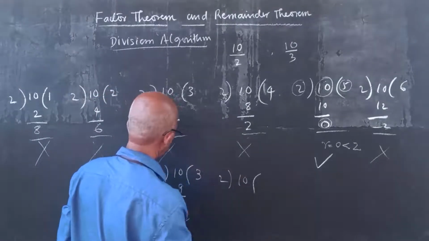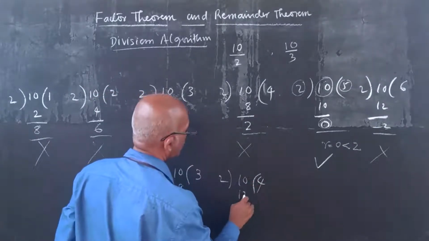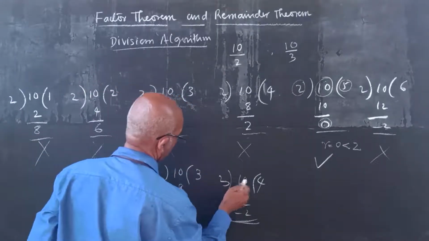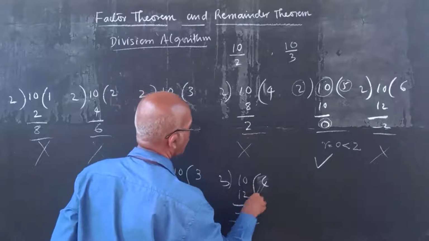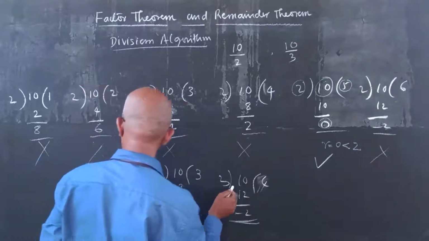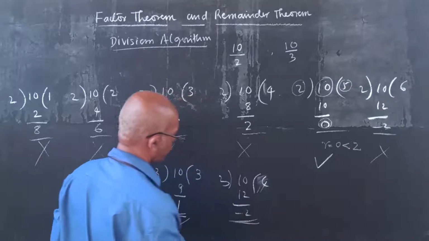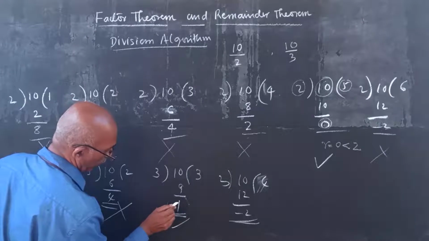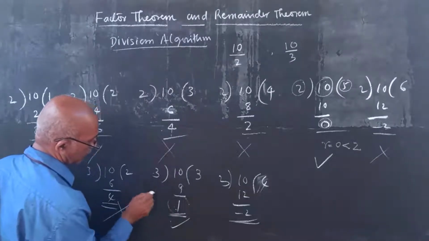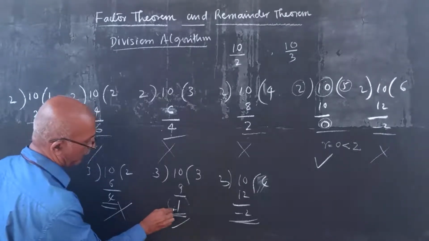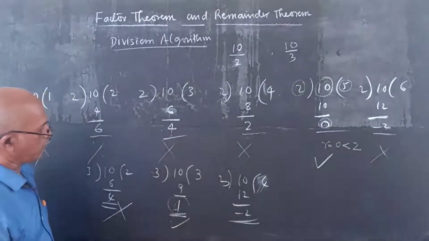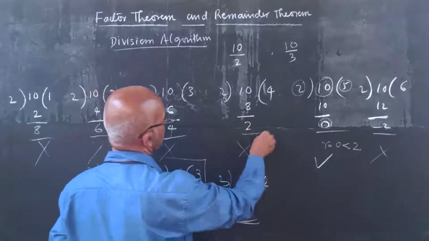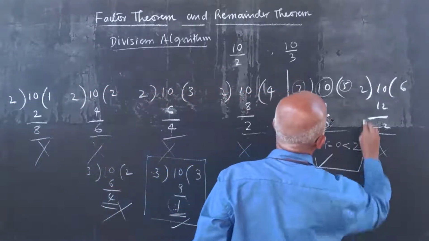Similarly, 2 4 is 12, minus 2. So we are dividing by 3. 3 4 is 12, so minus 2. Now this is the division algorithm. 1 is less than 3. To become a remainder, it should be less than the divisor. So this is the division algorithm.